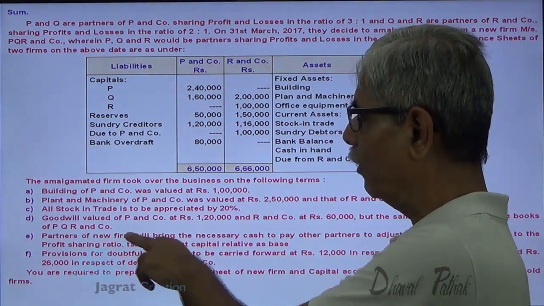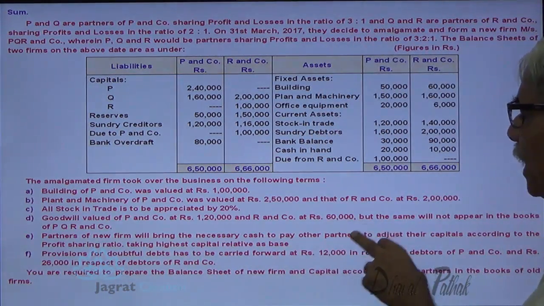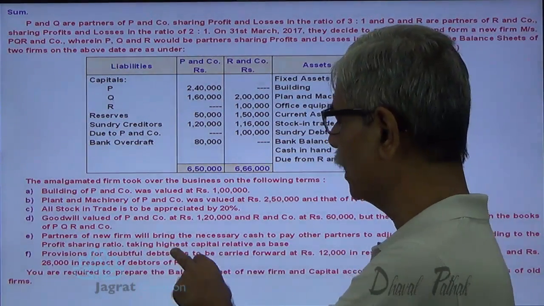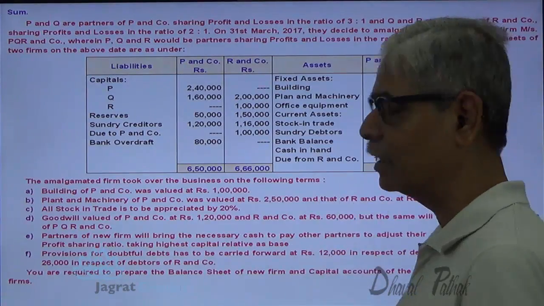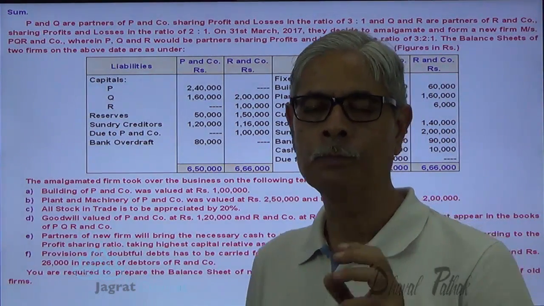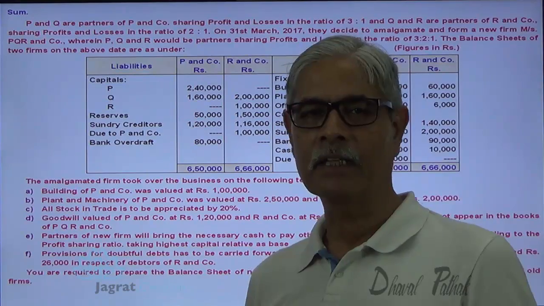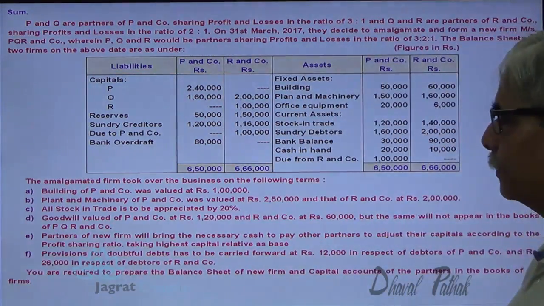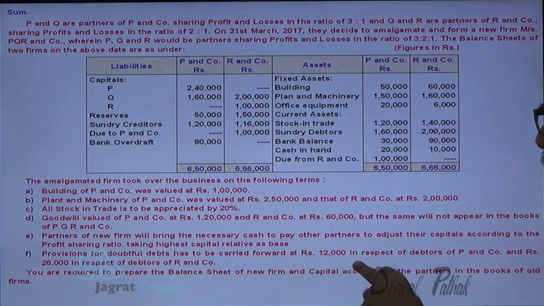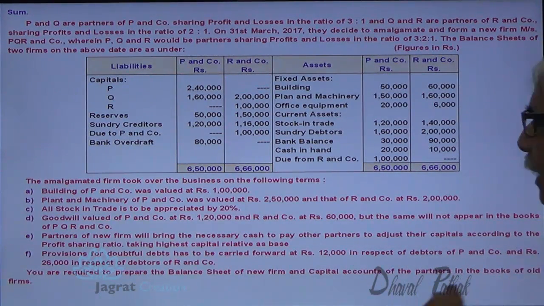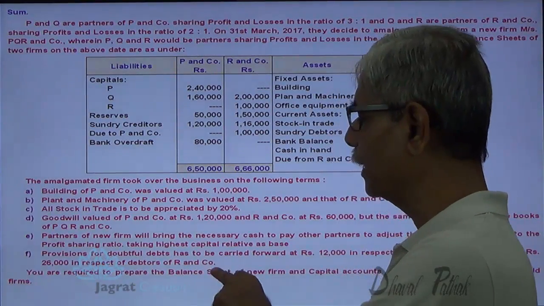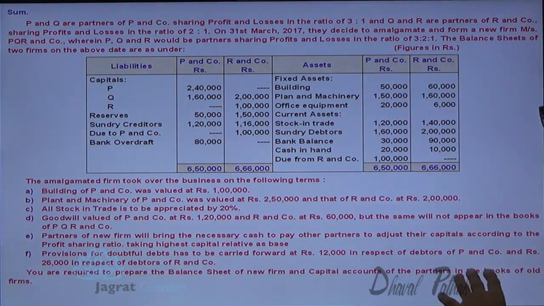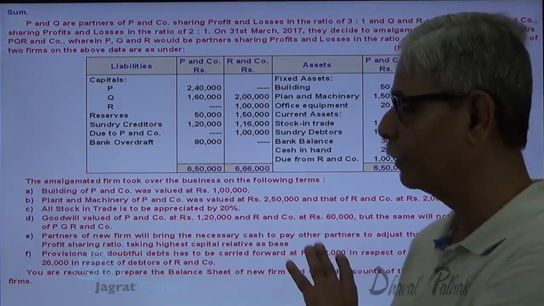Partners of the new firm will bring necessary cash to pay other partners to adjust their capital accounts to the profit sharing ratio, taking the highest capital relative as the base. I am going to explain to you while solving the sum what is the meaning of this highest capital relative base. Provision for bad debts has to be carried forward: 10,000 in respect of debtors of P and Company and 25,000 in respect of debtors of R and Company. You are required to prepare the balance sheet of the new company and the capital accounts of the partners in the books of old firms.